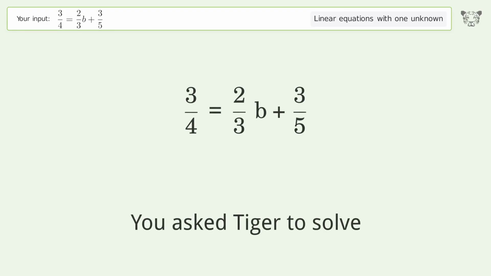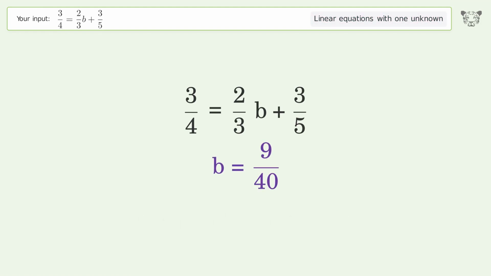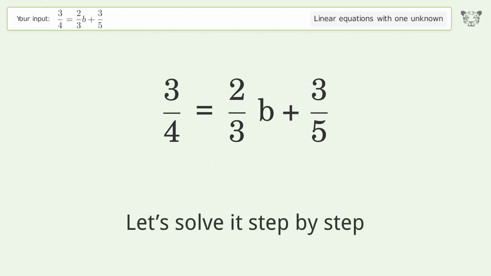You ask Tiger to solve. This deals with linear equations with one unknown. The final result is b equals 9/40. Let's solve it step by step.